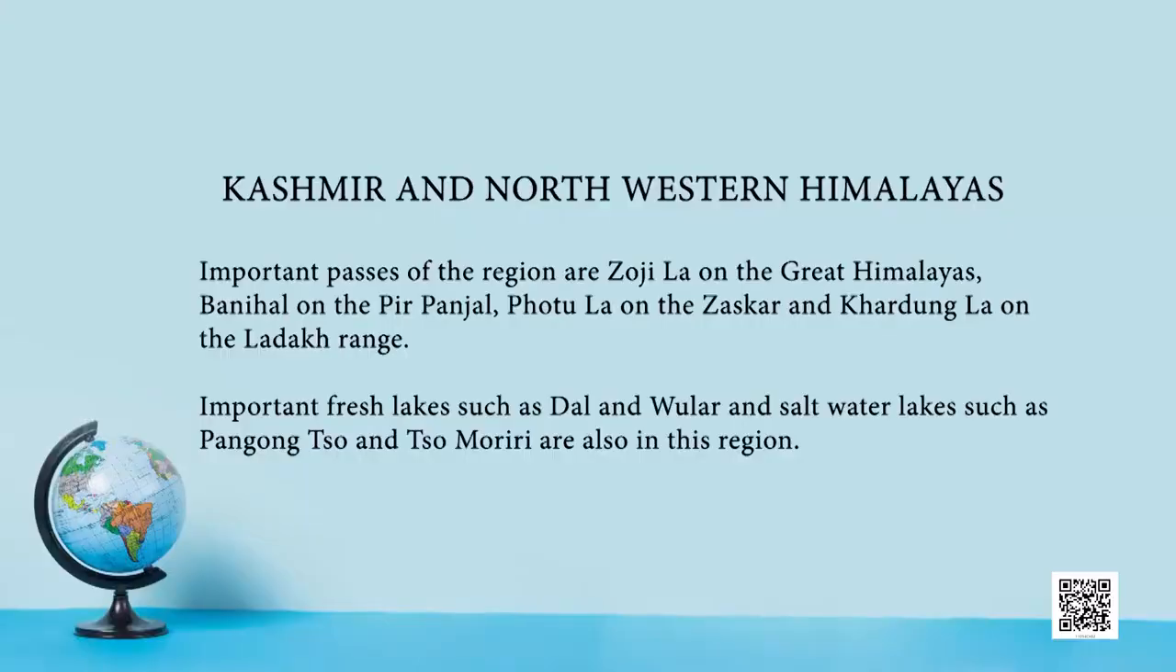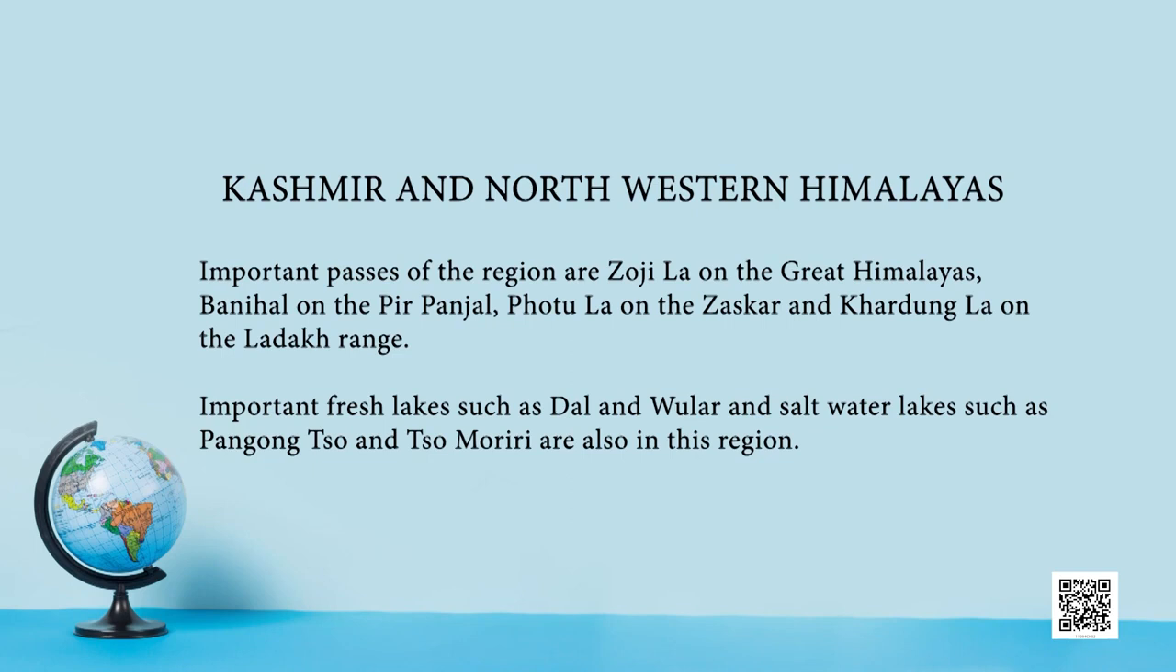Certain important passes of this region are Jojila, which is in the Greater Himalayas, Banihal, which is on the Pir Panjal range, Photula, which is on the Zaskar range, and Khardungla, which is on the Ladakh range.